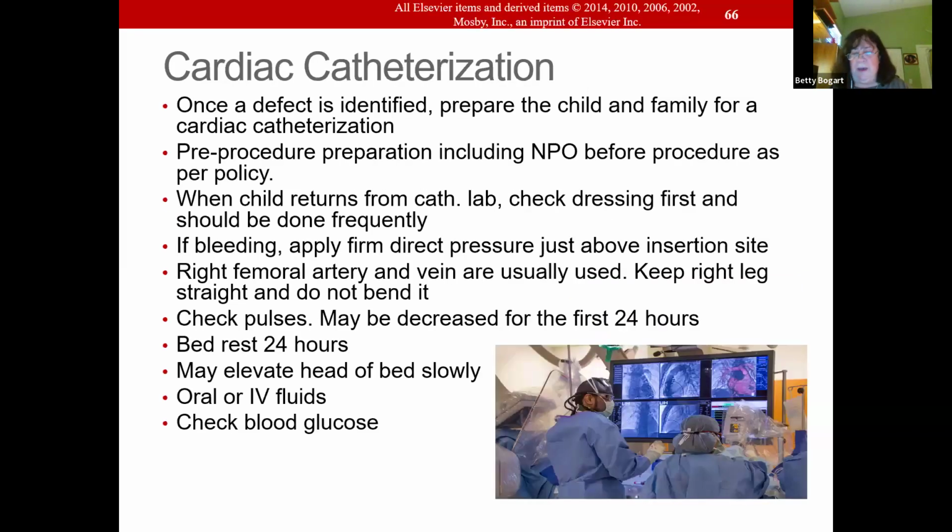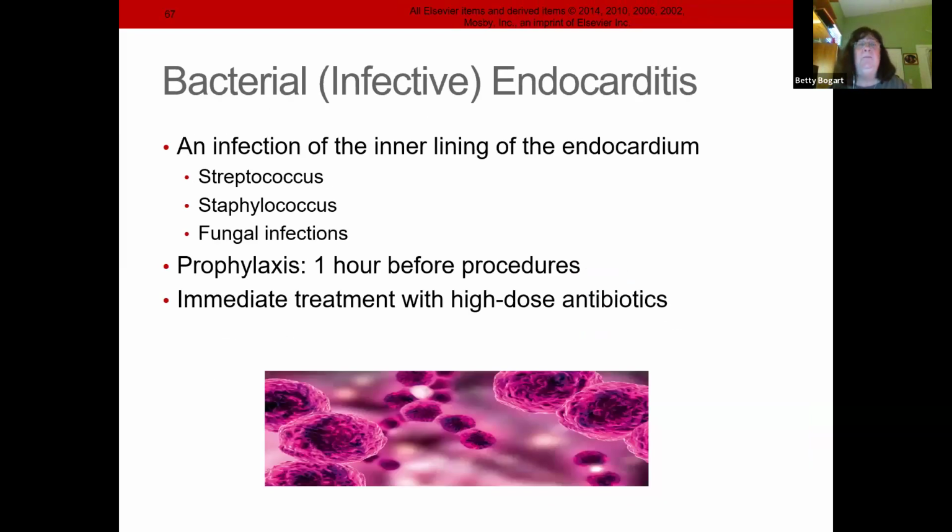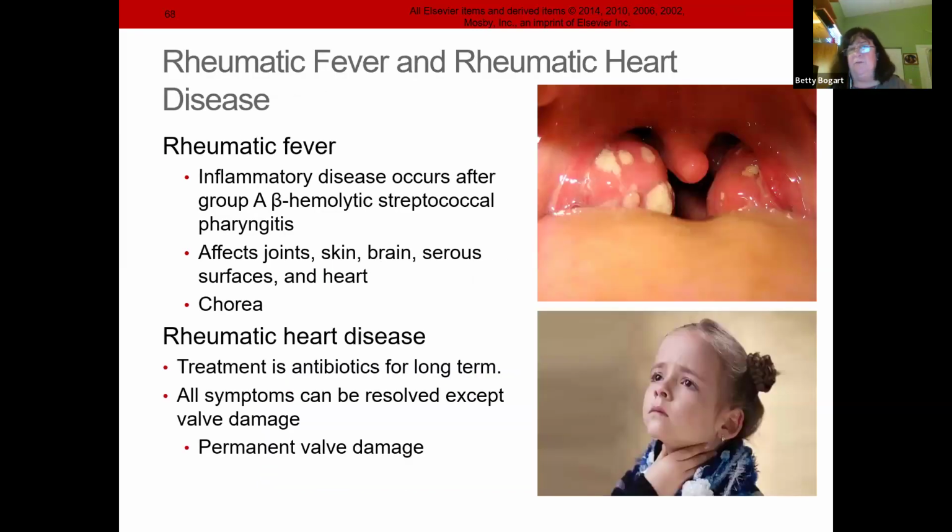I already told you about cardiac cath, and we'll mention bacterial endocarditis. It happens to kids too. This is the one where there's a bacterial infection, and we know that we're going to treat that with high dose antibiotics, but they're going to be getting prophylaxis before procedures.